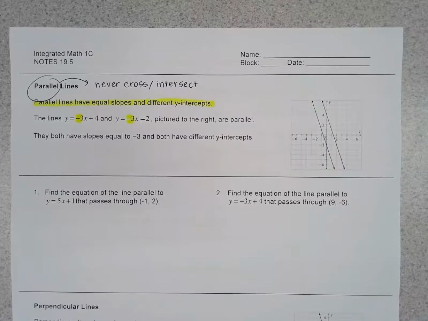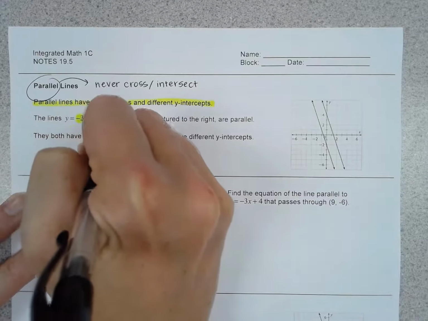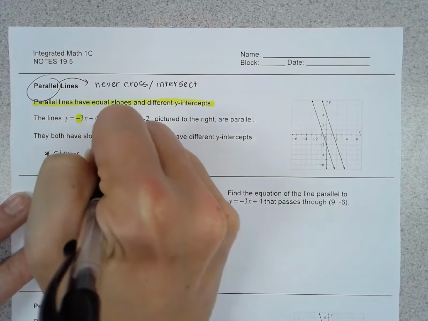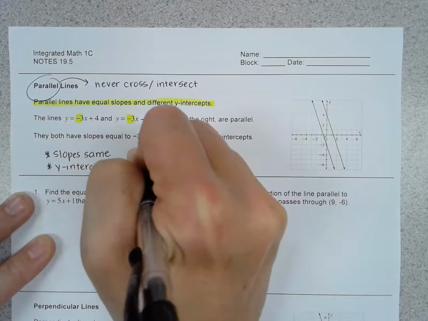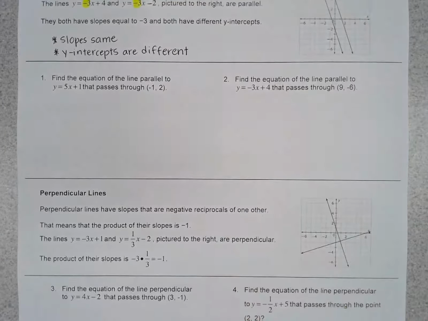But it also says that they have different y-intercepts. If they had the same slope and the same y-intercept, then they would be the same line, and they couldn't be parallel because they would be the same line. They would crisscross everywhere. So in the picture of the graph, they're parallel because they never cross, but they're also parallel because they have the same slope. It is important that you know that the slopes are the same and that the y-intercepts are different. So there's two things that need to be true in order for two lines to be parallel to each other.